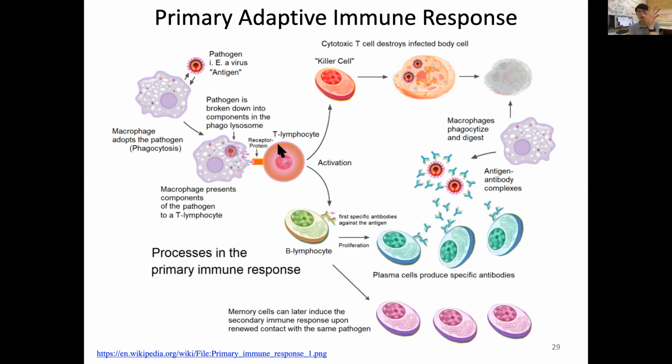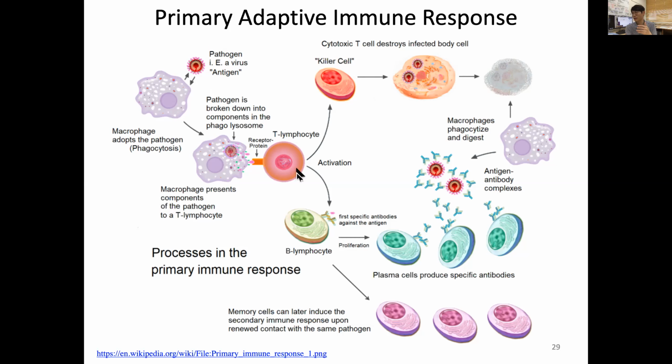The T lymphocyte has a very specific receptor, and when the key and lock match, those specific T lymphocytes will be activated. They will activate a killer cell, and they will activate a B cell too. The killer cell, which we call CTL, or cytotoxic T cell, will now destroy those infected cells. That's one way: the cytotoxic T cell will recognize the same kind of antigen, go, and kill.